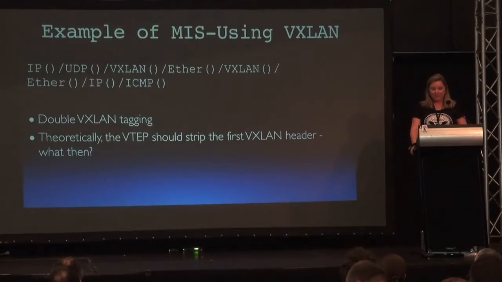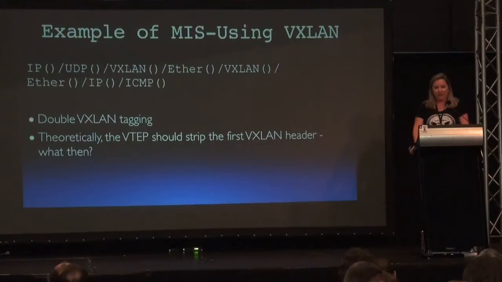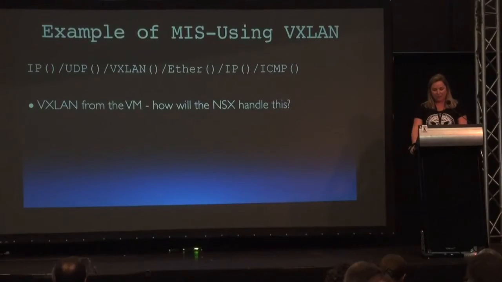So this would be an example of misusing VXLAN once you've got your VXLAN class in Scapy. In this situation, we've got IP, UDP, VXLAN, and then Ether. Then we do another VXLAN and Ether, and this is like copying off double VLAN tagging, but using the newer protocol that's come out. So theoretically, the VTEP should strip the first VXLAN header, and then what then? Like, looking out for people testing this. And then another example would be just sending it straight from your VM, which shouldn't be sending VXLAN tagged frames, and where would that go?